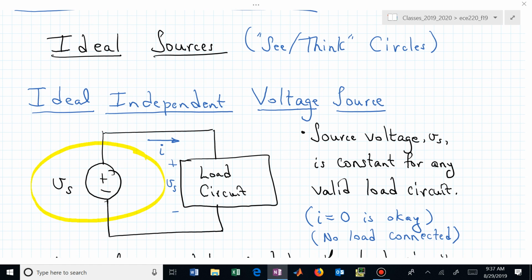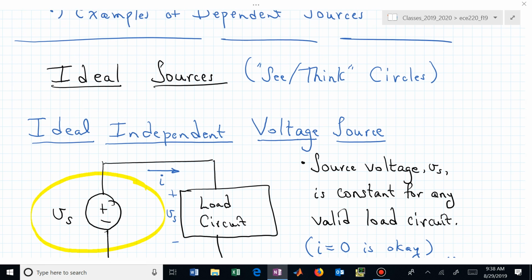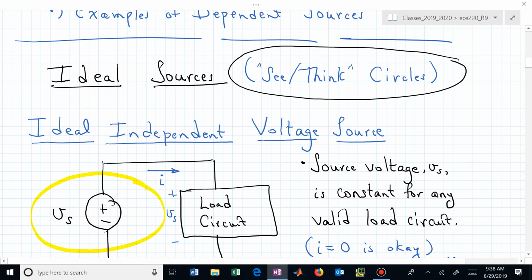Ideal sources. In parentheses, I'm saying when I say that, you might start seeing, well, maybe what I should have done is move this. Let me move this down virtually. I'm really getting ahead of myself, this was supposed to go here. Ideal sources can be independent or dependent. When we say independent, think circles.